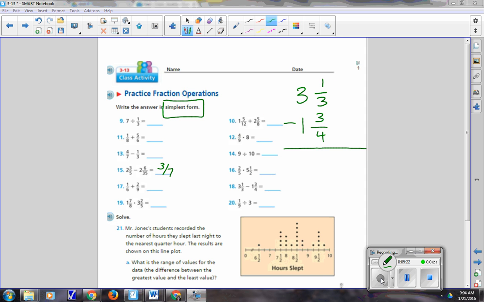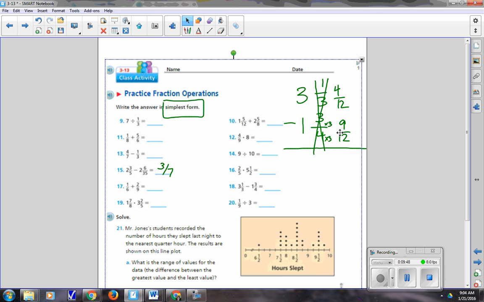I want to do one where it's going to be a little lopsided. So I'm going to do number 18. 3 1/3, take away 1 3/4. First things first, we need a common denominator. So I'm going to go with 12 on this one, times 3, times 3, so 9/12, times 4. All right, so we're no longer looking at these fractions. We're just looking at these, 4/12 take away 9/12.